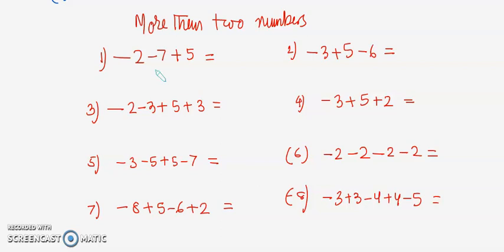So in this particular case, start adding from the left hand side, start with -2 and -7. When added, that gives you -9, and +5. -9 and +5 will give you -4. Similarly, in this case, -3 and +5, that will give you +2. And then you have to add -6 to that. So +2 and -6, 6 is greater, so negative sign, and 6 minus 2 is 4.